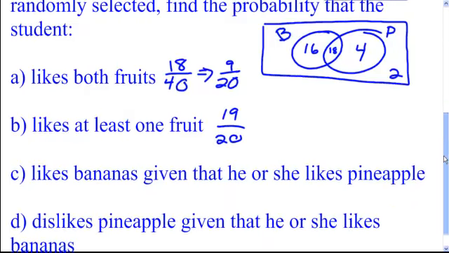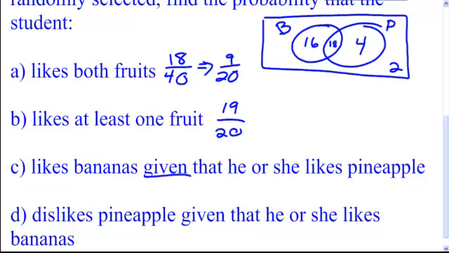Next is a given statement. Likes bananas, given that he or she likes pineapple. So find how many people like pineapple. 22, which is 18 plus 4. And of those 22 that like pineapple, how many of them like bananas? That's 18. So that's that overlap piece. Therefore, 9/11 like bananas given that he or she likes pineapple.